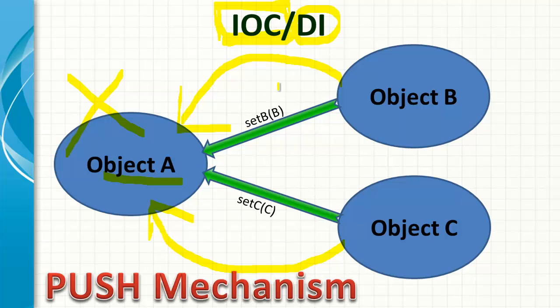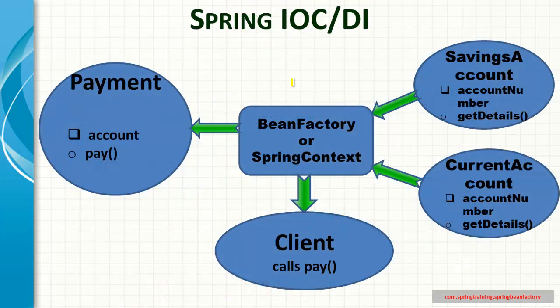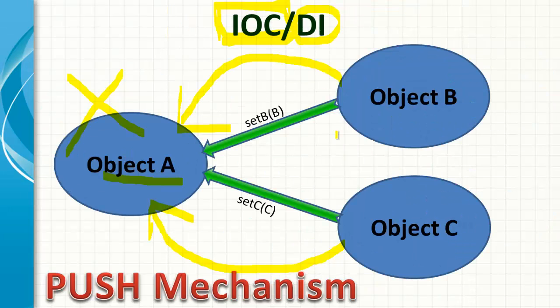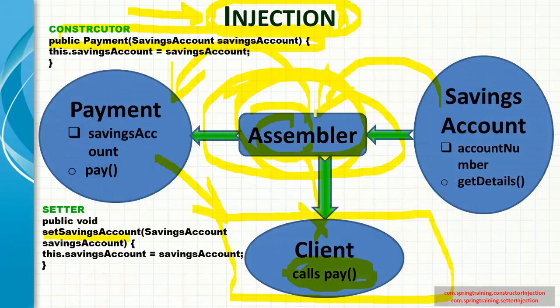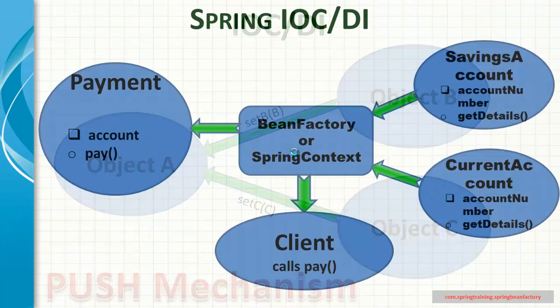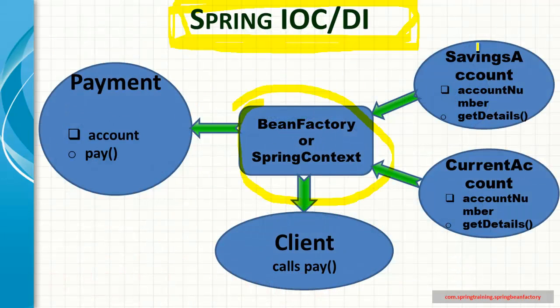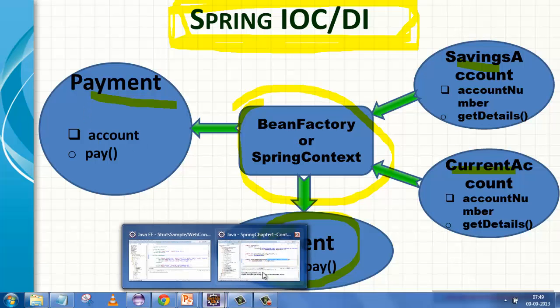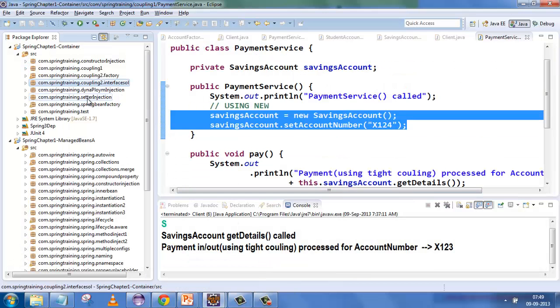Right? You clearly understand what IOC and dependency injection are now. We'll see a quick example. In Spring IOC and DI, the bean factory or the Spring context is nothing but your push mechanism, your assembler. It is responsible for creating your saving account, your current account, your payment object, and giving the client the payment object. So let's see how it translates into code.